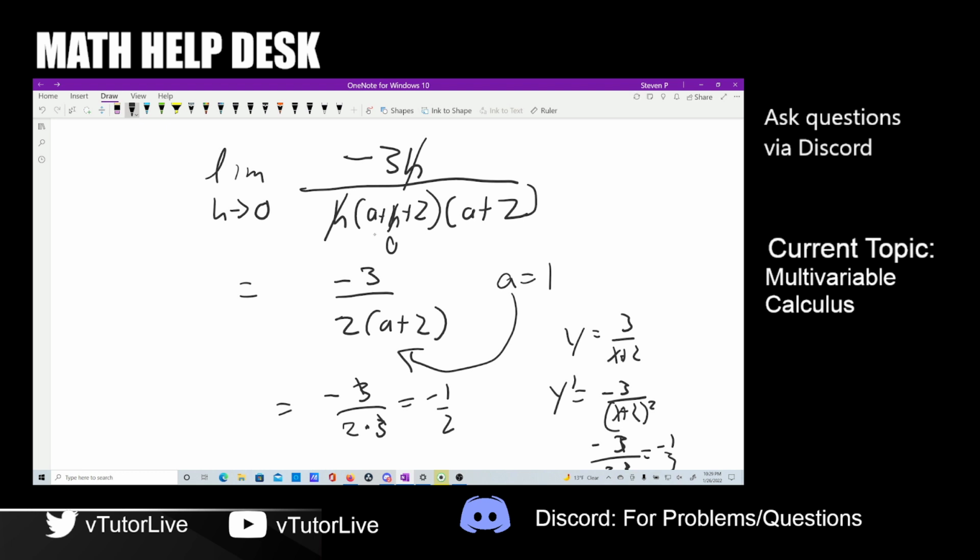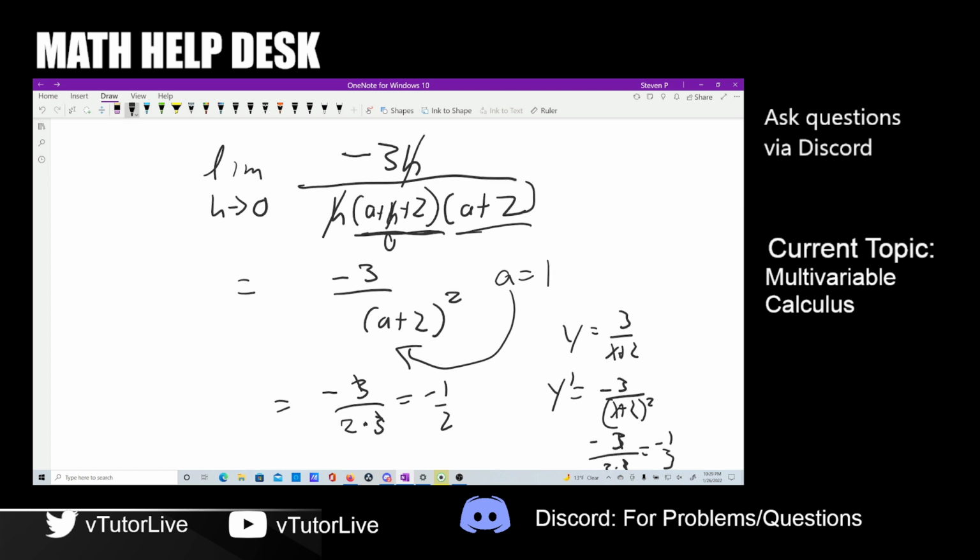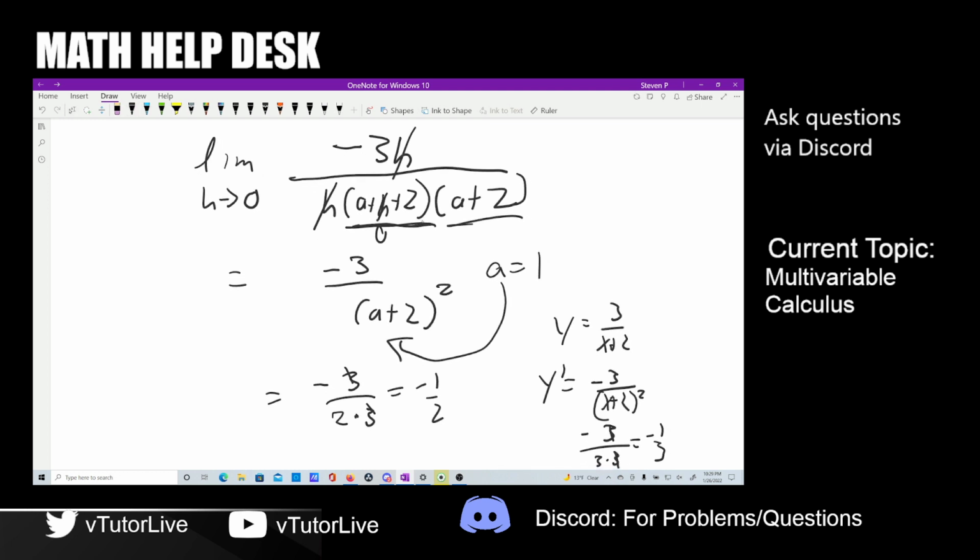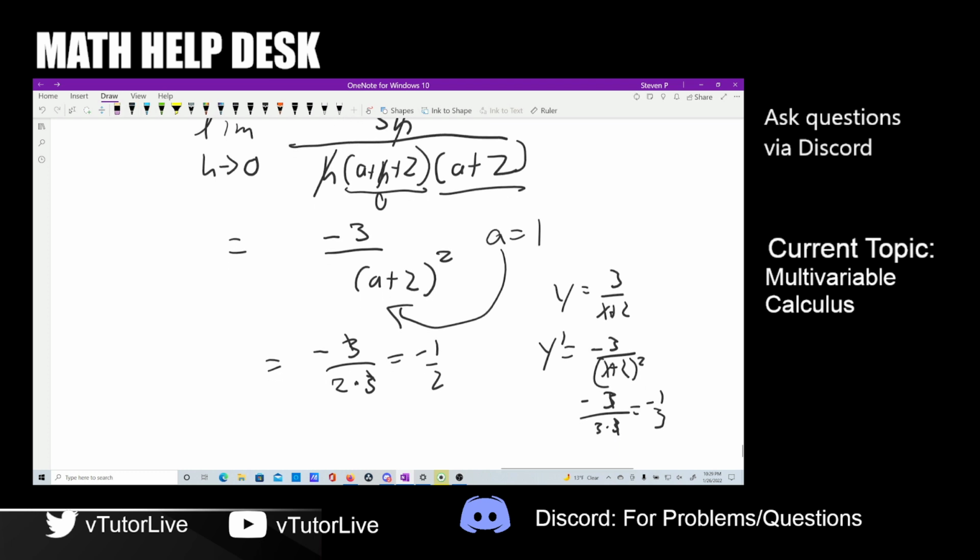I should have been multiplying these two together. I added them instead of multiplying. So that's my bad. I just did a very silly mistake. A plus 2 times a plus 2 is a plus 2 squared. And after I caught that, it's pretty straightforward. This should be minus 3 over 3 squared, which is equal to minus 1/3.